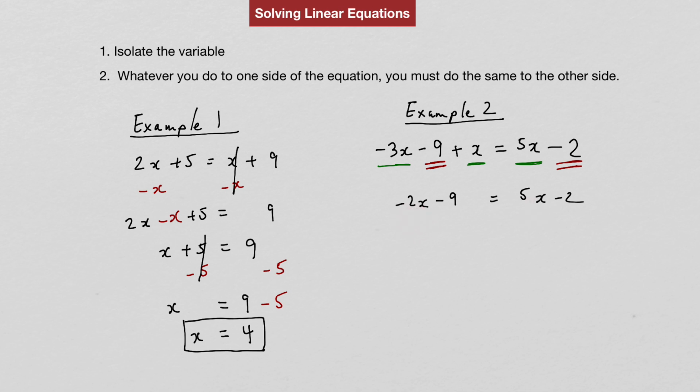Normally we move everything over to the left side because we like to have the variable over here on the left side, like in example 1. But because of this negative, I'm going to move this over to the right side. Okay, so this is a negative 2x. To get rid of that, we're going to need to add 2x to both sides. So we're going to add 2x, and we're going to add 2x here.